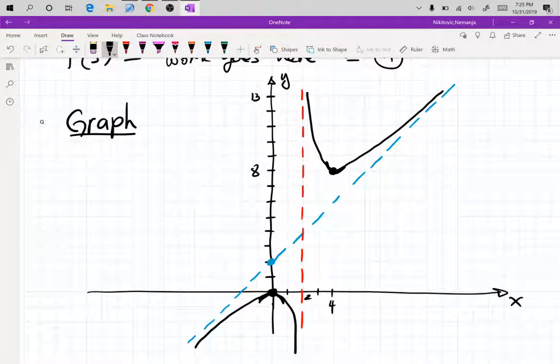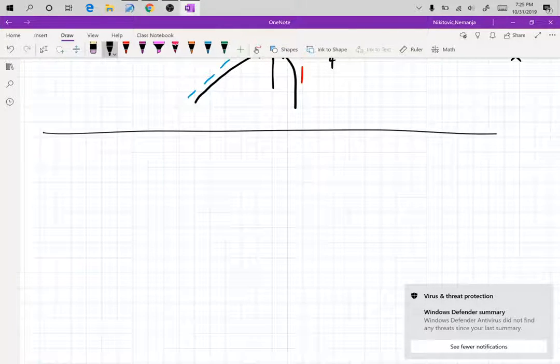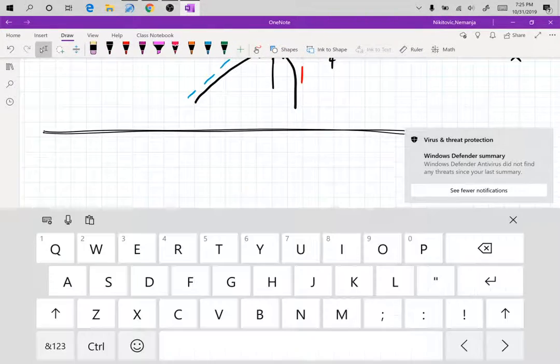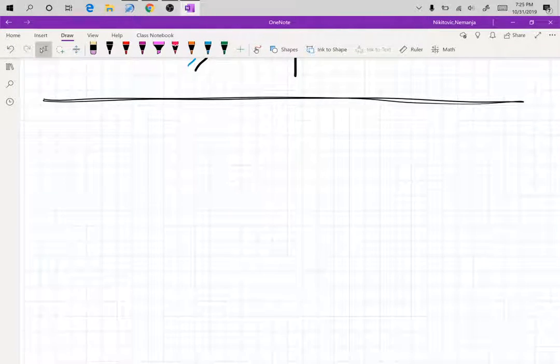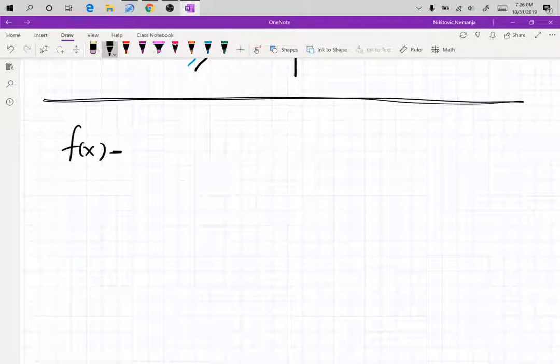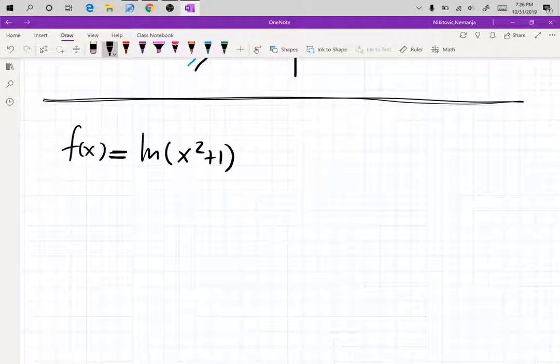Let's do something easier. And then we're going to call it after this example. We're going to do the review and lab and eventually go into the night. F of x equals ln of x squared plus 1.